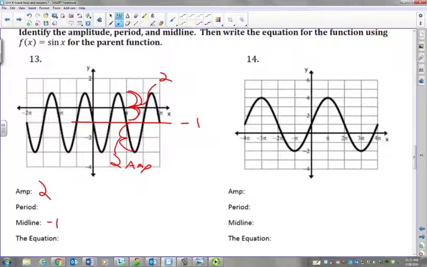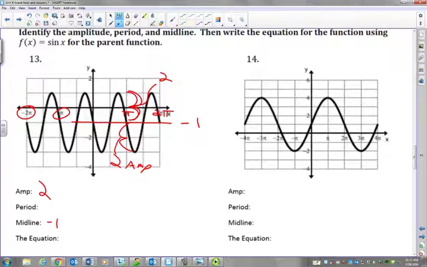Now the period is how far it goes. We'll have to look at this -2 pi and this pi to determine. It's kind of hard to see that that's pi and this is 2 pi. Good. Now you're looking for one full cycle. That's known as the period. So this one full cycle, let's see.